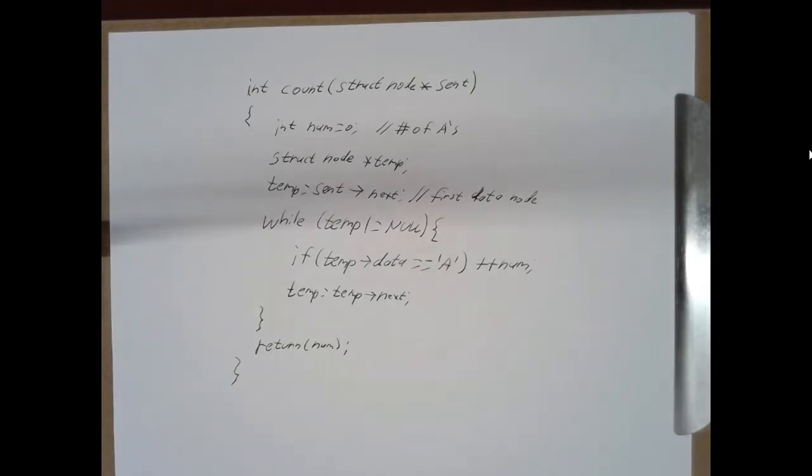Okay, the algorithm, though, is to start with the first data node in some way, shape, or form, see if it's equal to an A, bump up your counter, follow its link to the next data node, and keep going until you've assessed all the data nodes, and then return the count. But different ways to get there.